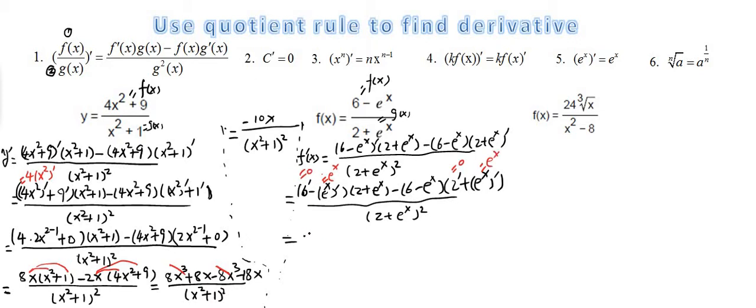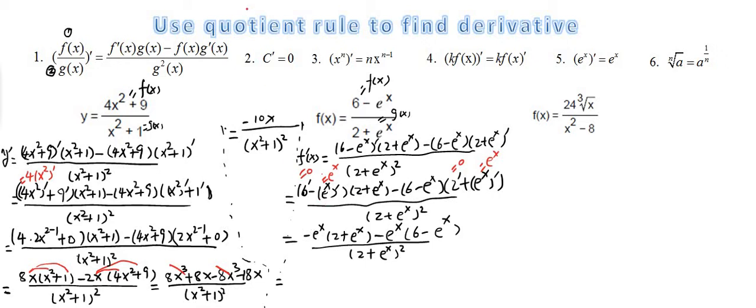We're going to have negative e to the power x times 2 plus e to the power x. And this term is e to the power x times 6 minus e to the power x. Then we copy the denominator again, and then we use the distribution.